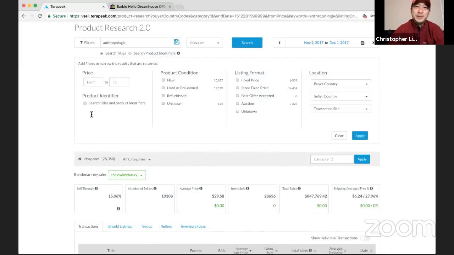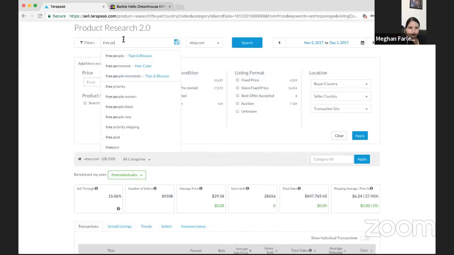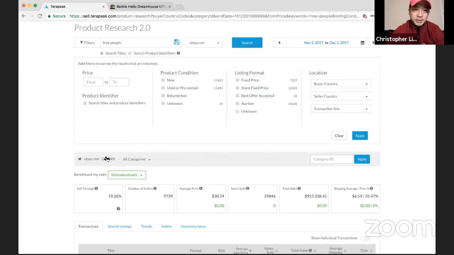Wait, what about Free People? Let's check this out. Not even a million either. But I don't understand, is Free People a sub-brand? Yes, under Anthropologie. Oh, okay. They have their own stores. Right, and this is actually deceiving because Anthropologie has all those sub-brands.